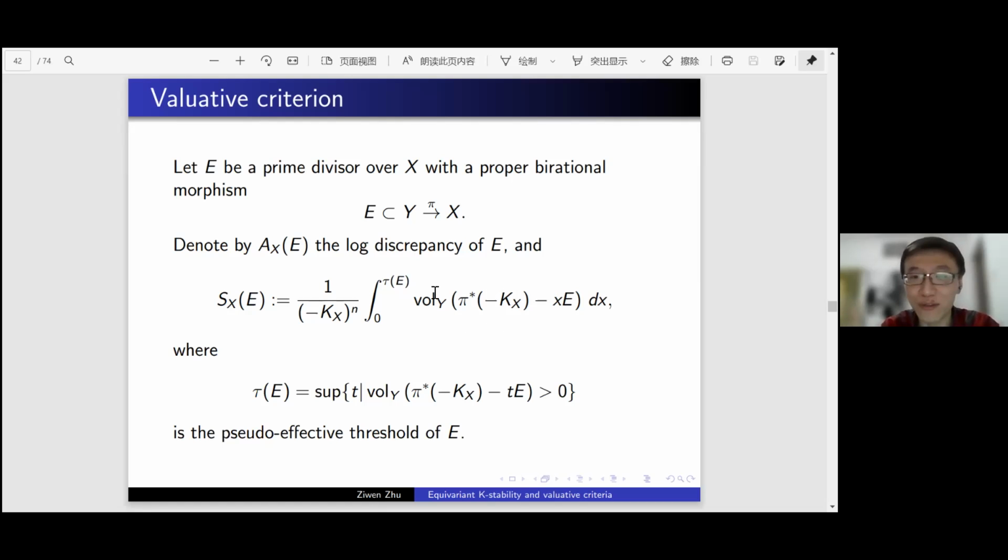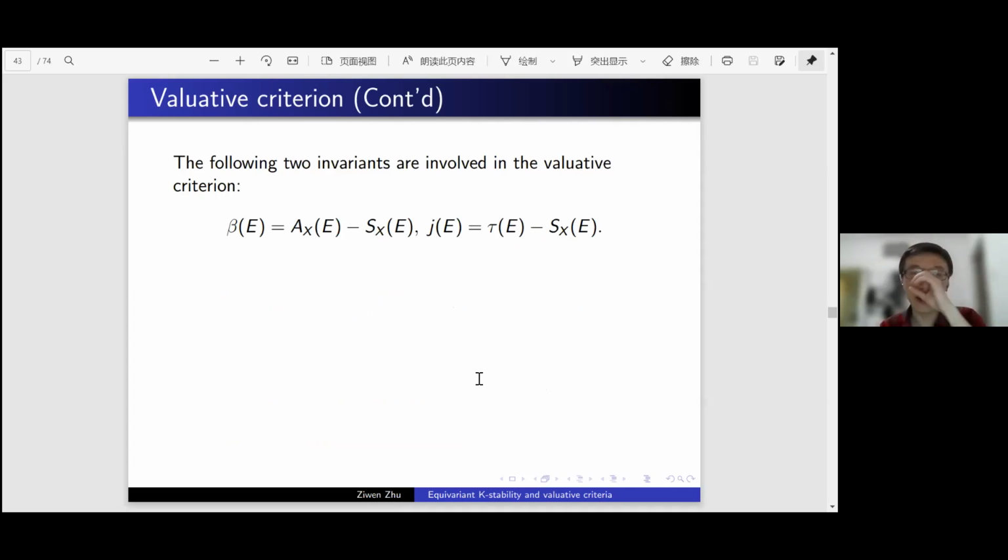And then we have the formula basically for the expectation of a random variable in probability theory. So this is going to be the expected vanishing order basically. But that's not very relevant, this is just the definition for this invariant S of E. Okay, and tau of E is the pseudo-effective threshold, which is the upper bound of the vanishing order where we still have sections.